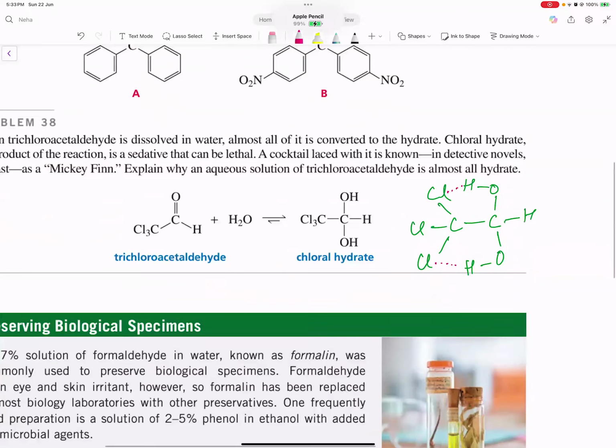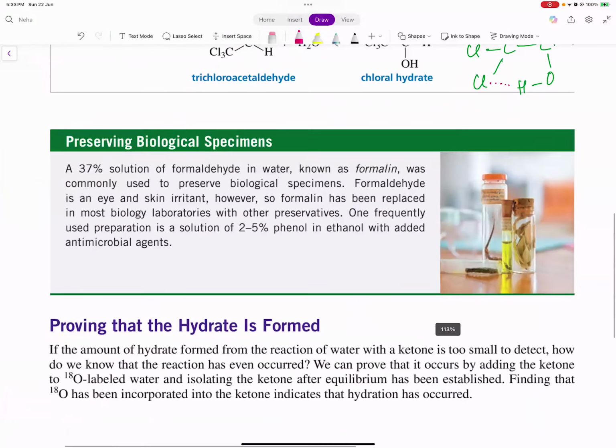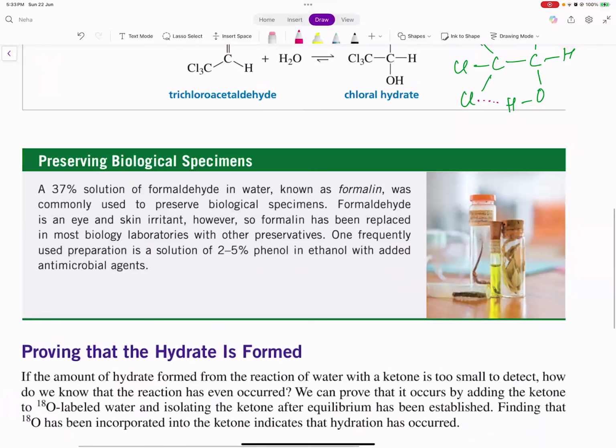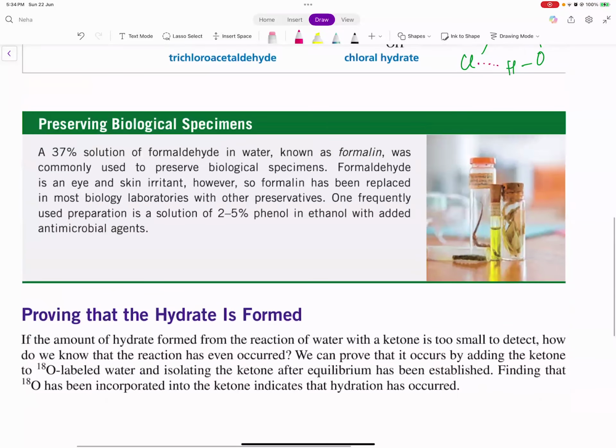Great. Preserving biological specimens: formalin. A 37% solution of formaldehyde in water, known as formalin, was commonly used to preserve biological specimens. It is an eye and skin irritant, so formalin has been replaced with others. Now another is 2 to 5% phenol. Proving that the hydrate is formed.